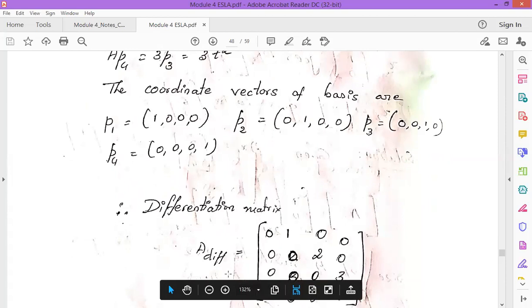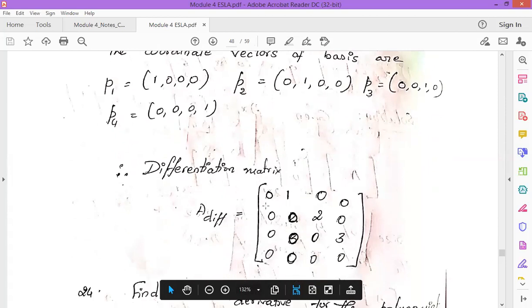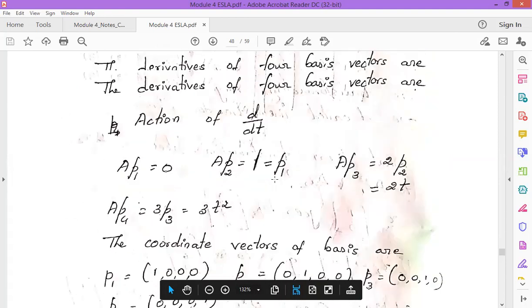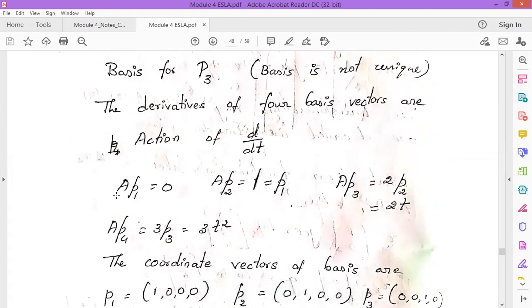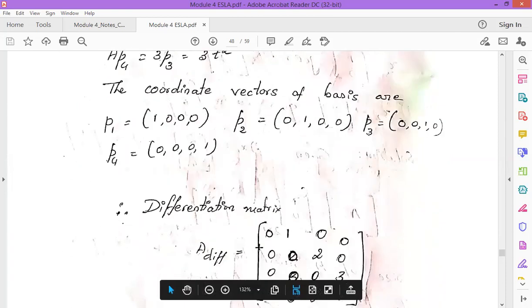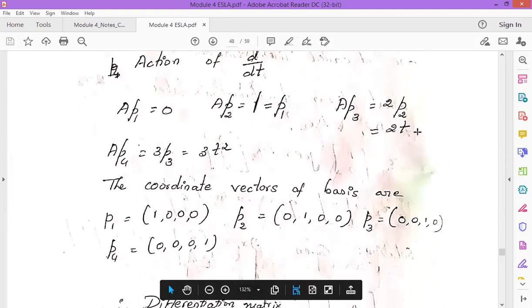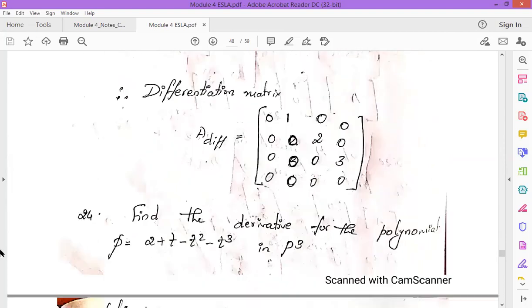So here the differentiation matrix. For the first row elements of the matrix A, you can go with 0, 1, 0, 0, and then we have 2 here, and also here we have the coefficient 3. So considering that, we can write the matrix row elements as 0, 0, 2, 0 and 0, 0, 0, 3 and all zeros.